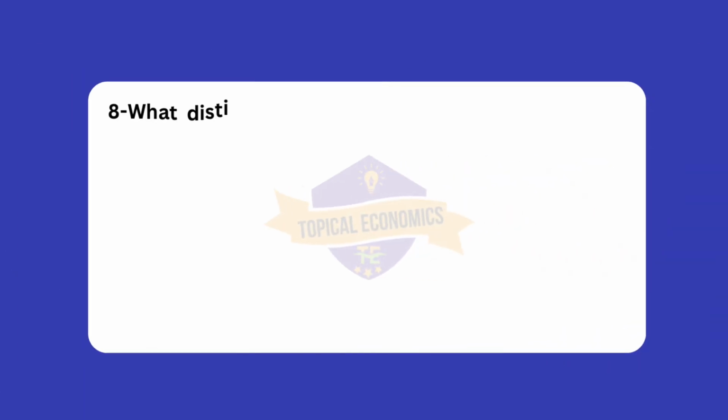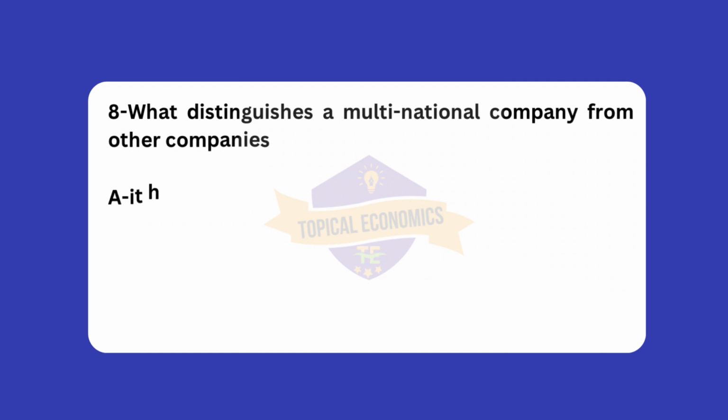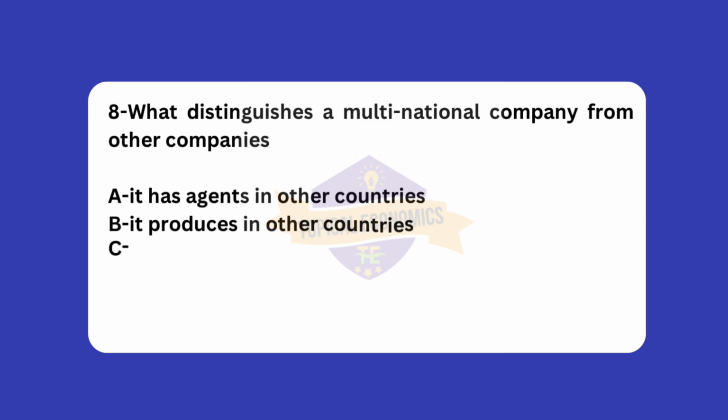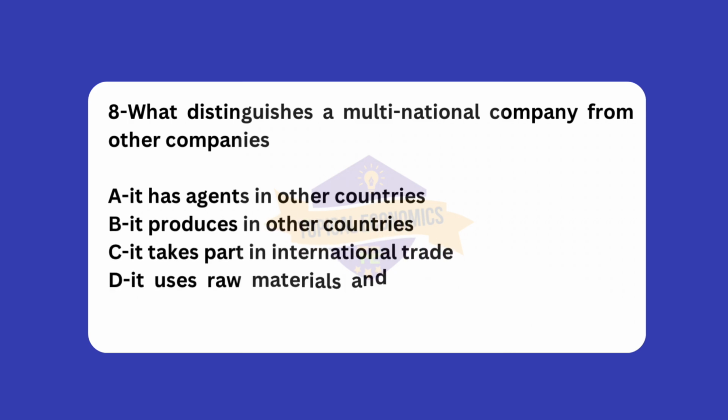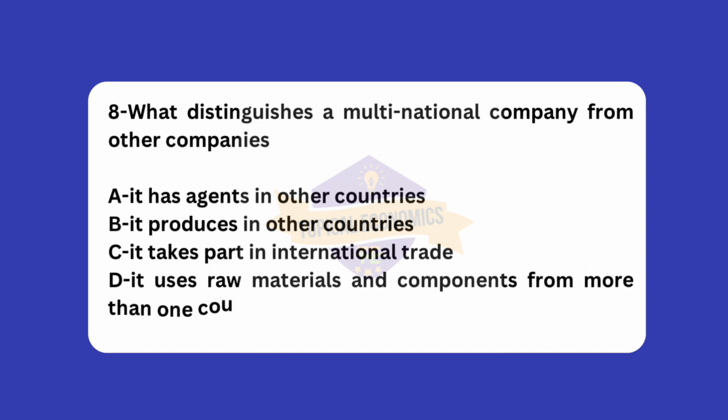Moving on with question 8. What distinguishes a multinational company from other companies? Option A, it has agents in other countries. Option B, it produces in other countries. Option C, it takes part in international trade. And option D, it uses raw materials and components from more than one country.